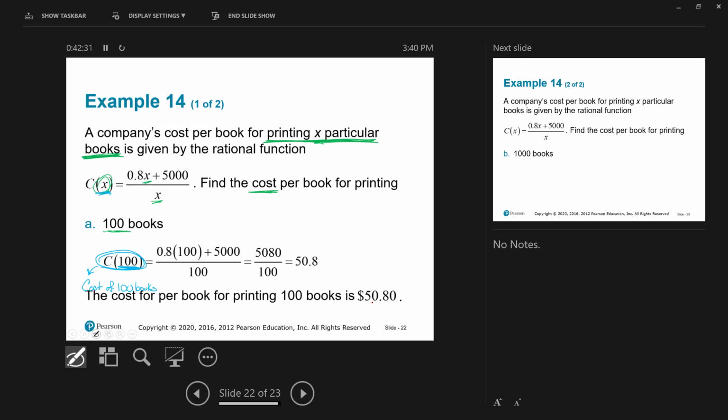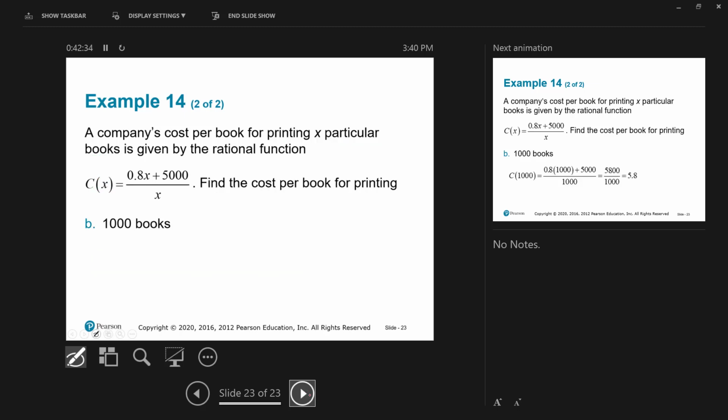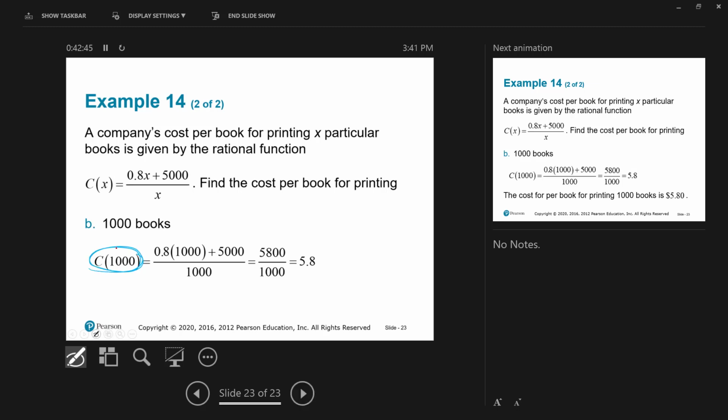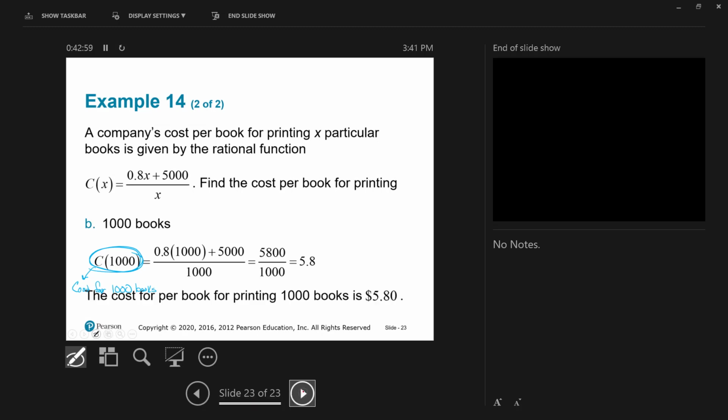Good? Okay. There is a part B. Now I got 1,000 books. Do you think it's going to be any different? Correct. It's not. Plug in the 1,000. So now this notation is the cost for 1,000 books. That's what that means now. And after all is said and done, the cost per book for printing 1,000 books is $5.80, which makes sense. The more you print, the less expensive it is.